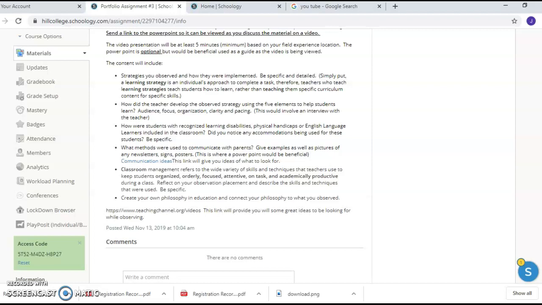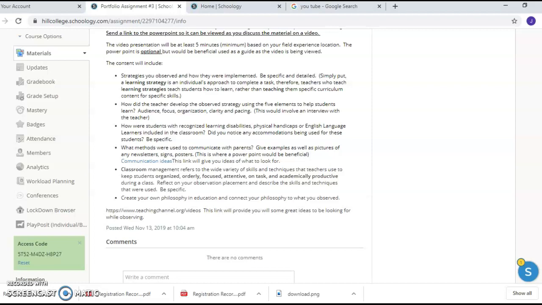How did the teacher develop the observed strategies using the 5 elements to help students learn? These were from your book. They include audience, focus, organization, clarity, and pacing. So how did they address their audience? They should not be addressing first graders the same way you would address high schoolers. So what did they use to address the age of their audience?